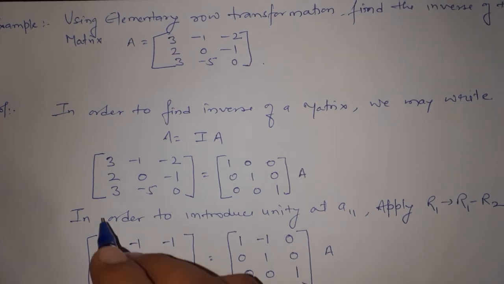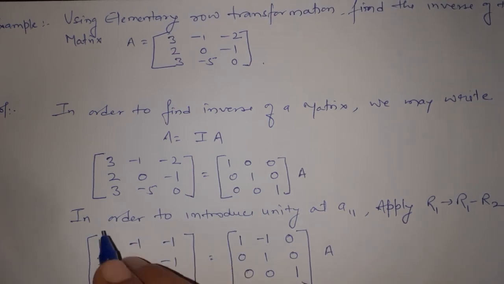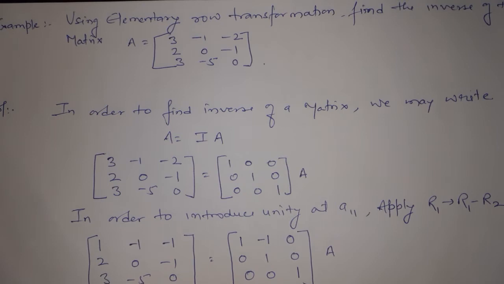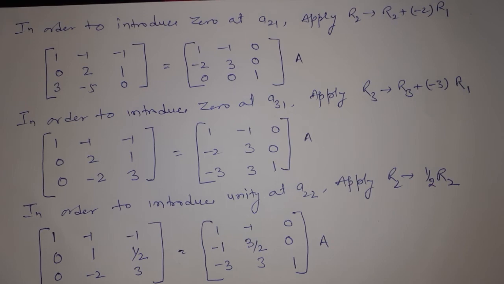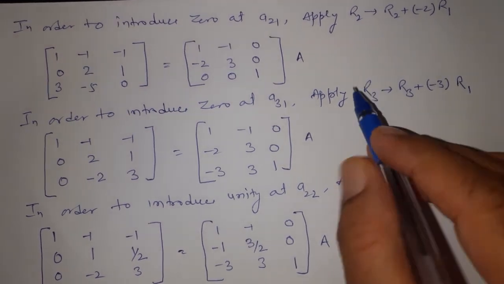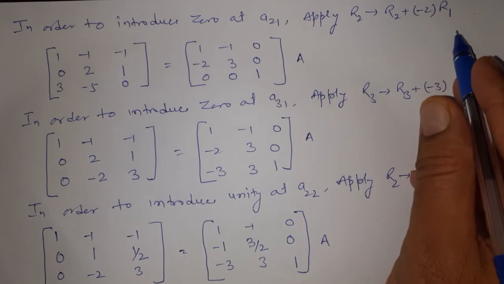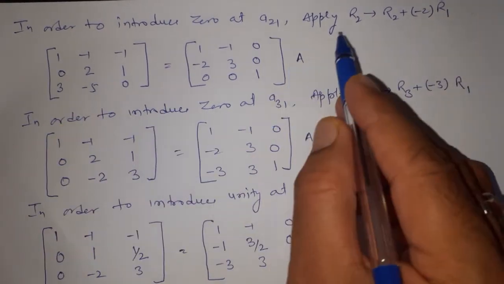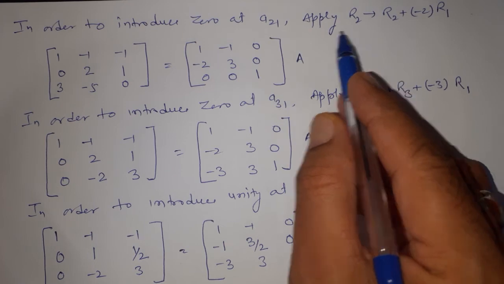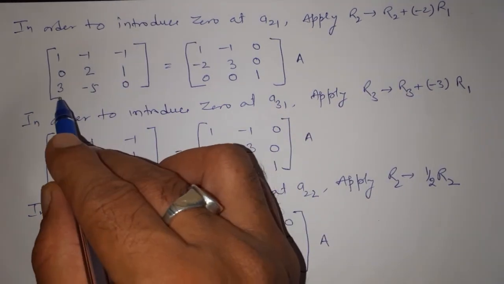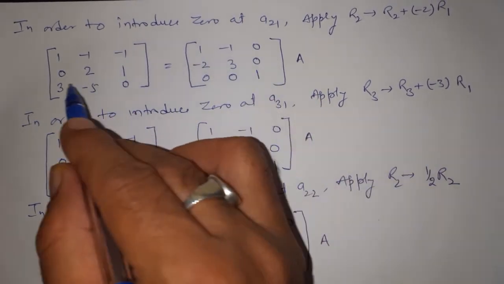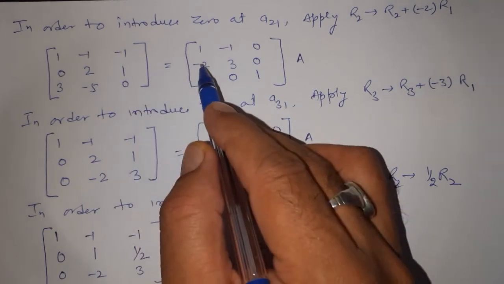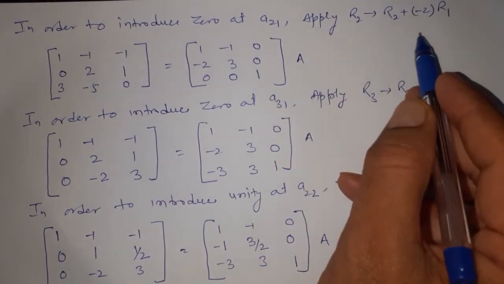Now we have to introduce 0 in column 1 except A11, right? So in order to do that, we'll look further. In order to introduce 0 at A21 place, we have to apply R2 tends to R2 plus minus 2 times of R1. Which row is going to change? Row 2 is going to change. So row 1 will remain the same and row 3 will remain the same. The R2 will change to 0, 2, 1, minus 2, 3, 0 by applying this operation.